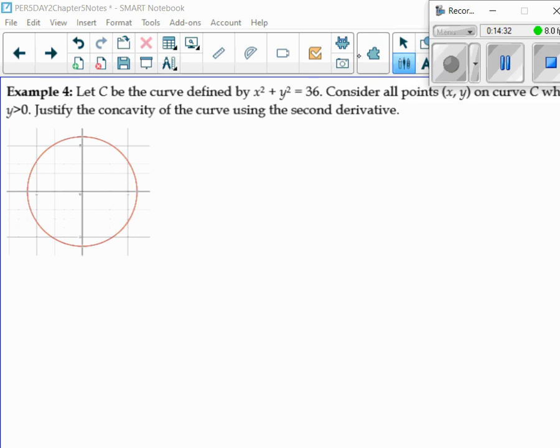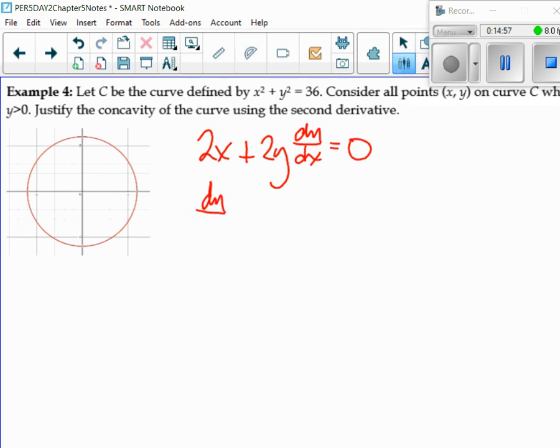Okay, so anyways, we need to figure out where the curve is, the concavity of the curve where y is greater than 0. So, how do we find concavity? Okay, so 2x plus 2y dy/dx equals 0. So dy/dx is going to equal minus x over y, yes? If we divide by 2.